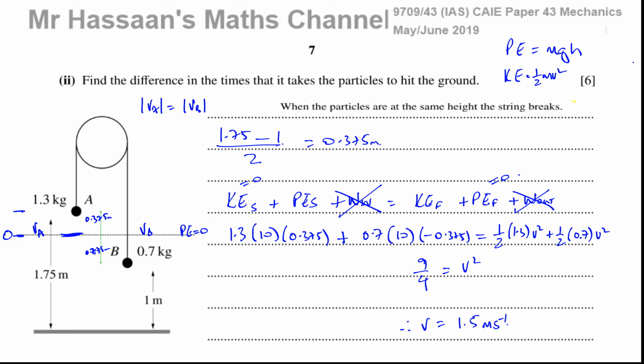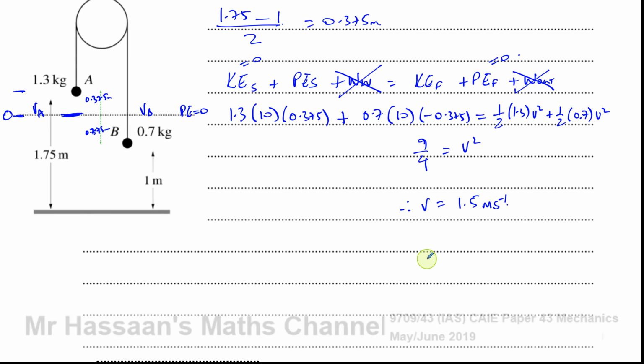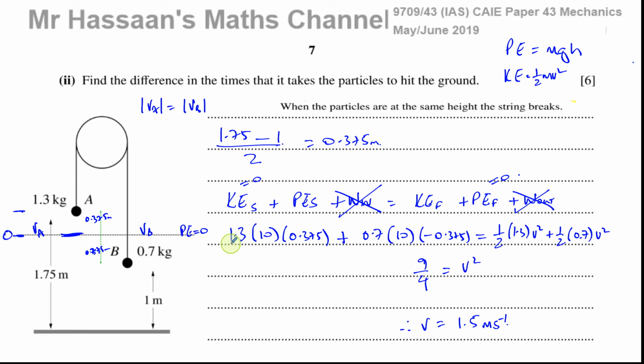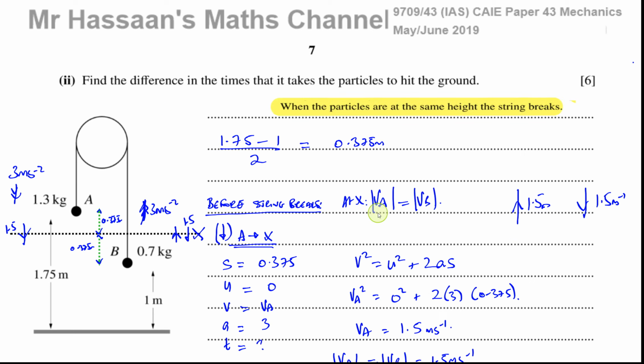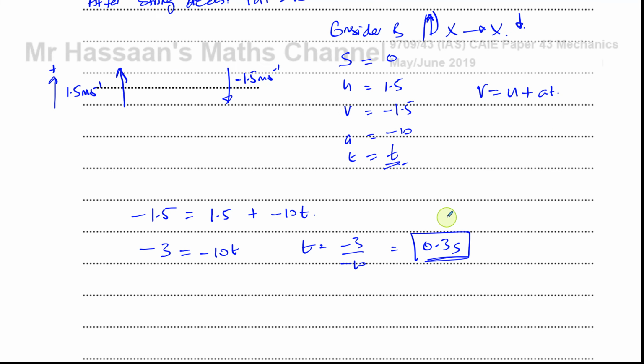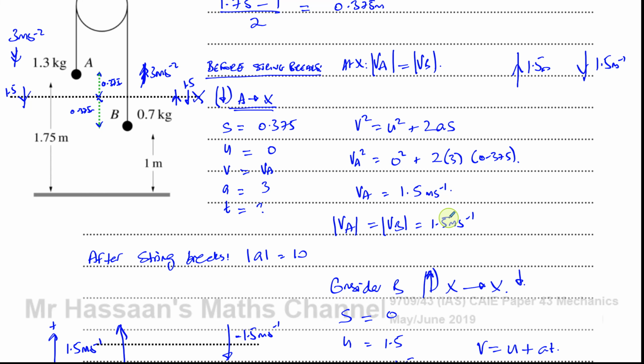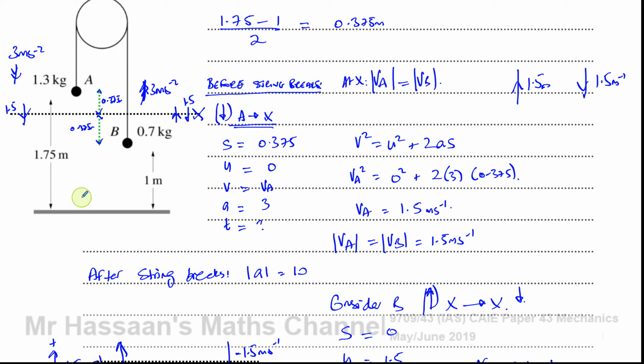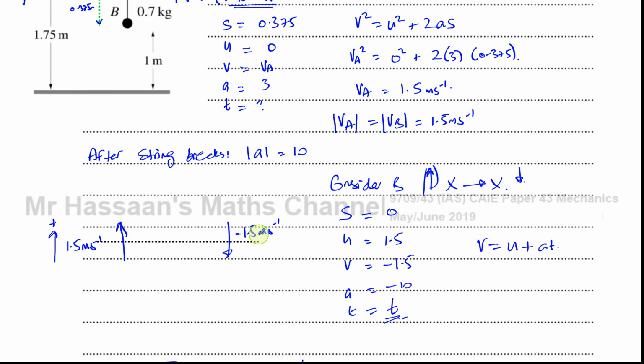So that's the velocity of A and B when they reach that level. And then the rest of the question is the same as what we did in the other method. All right, the rest of it is the same, working out the time it took for them, the difference in the time that it took for A and B to reach the ground. So I'll just go through that quickly again.